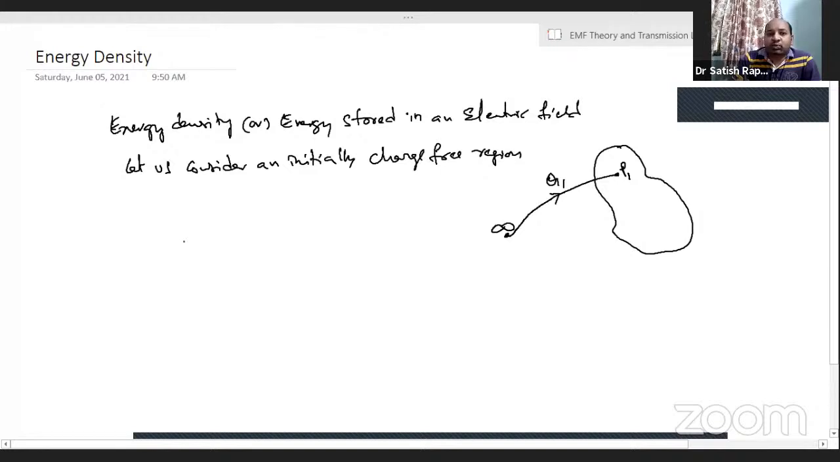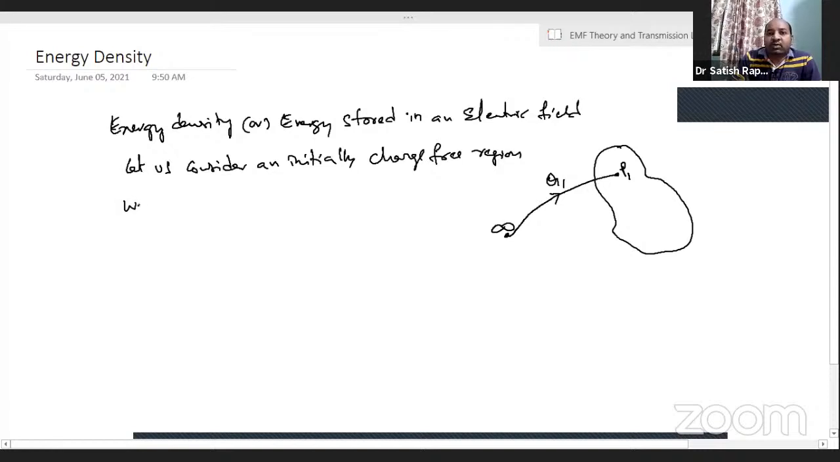The work done is zero. Why is the work done zero? Because this region is initially a charge-free region, right? Charge-free in the sense what? No electric field. When there is no electric field, no work is needed, or no energy is needed, to move a point charge Q1, right?